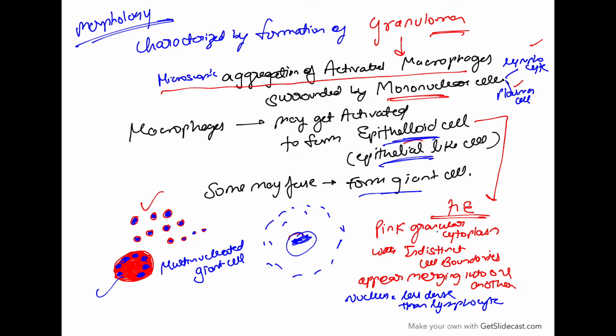Now, epithelioid cell, how does it look? On HE staining, the epithelioid cells will have a pink granular cytoplasm with indistinct cell boundaries and appear like merging into one another. The nucleus is less dense than that of a lymphocyte. So the morphology will be, in the center there will be activated macrophages, or epithelioid cells or giant cells, and they are surrounded by the mononuclear cells. The epithelioid cells have indistinct cell boundaries and appear like merging into one another.